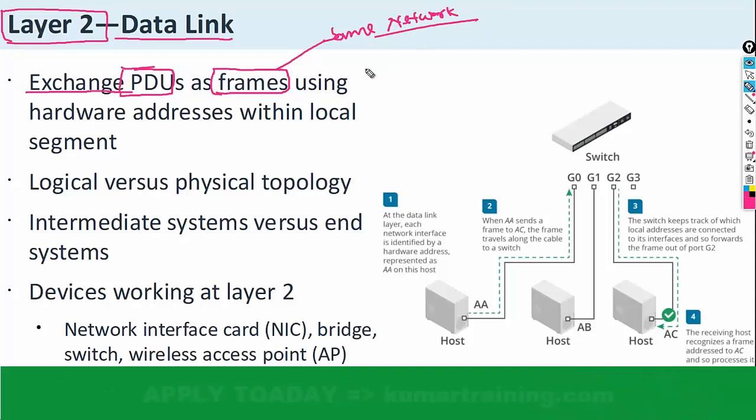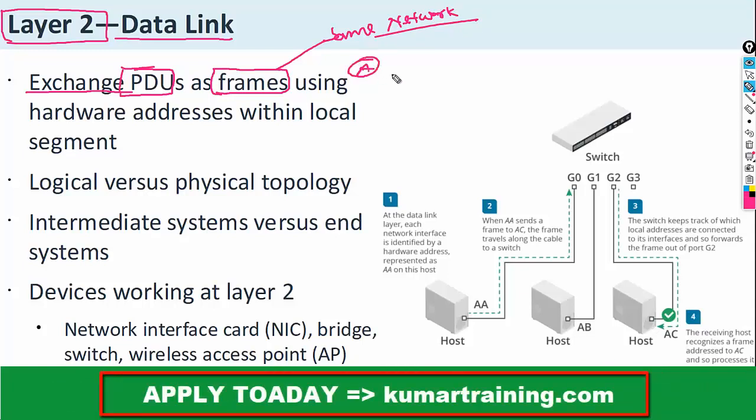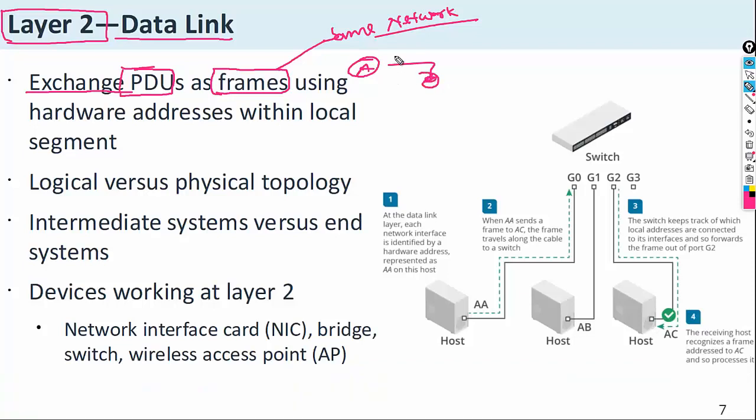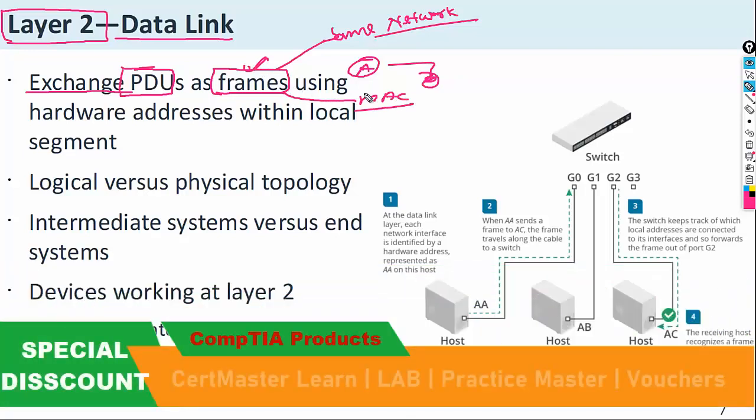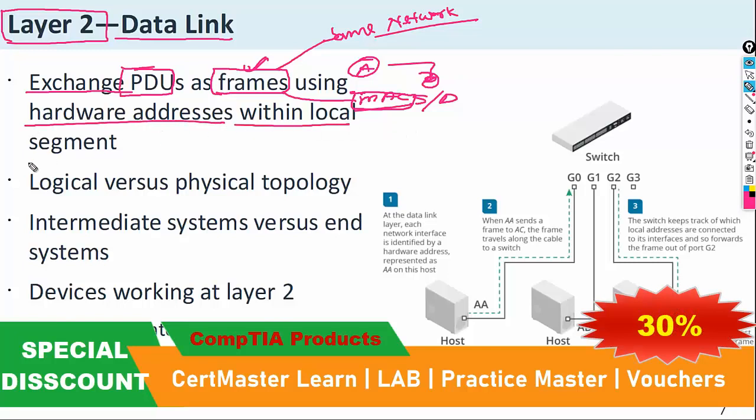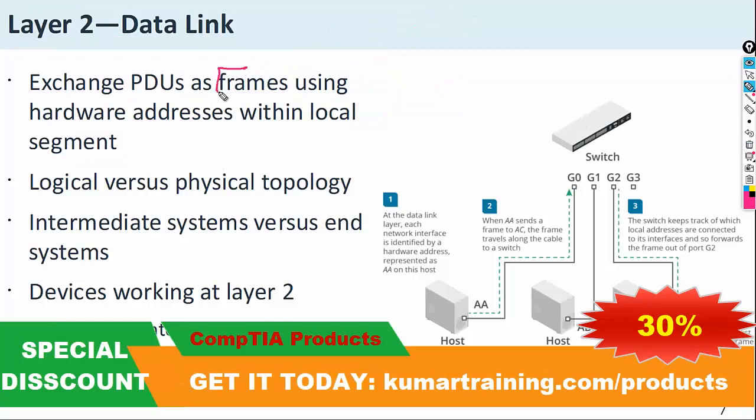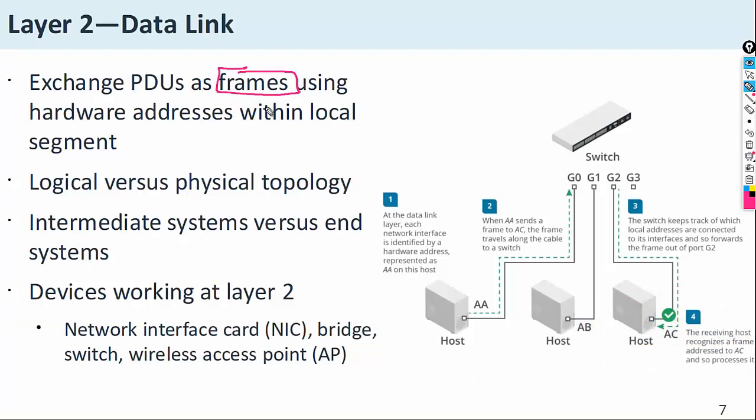In the same network, say network A, all the computers connected in the network will communicate in the form of frames. Frames are identified by the MAC address. A frame is identified with the MAC address of the source as well as the destination, the hardware addresses within the local segment. This means these frames cannot travel on the internet. They will travel only within the LAN, the local area network.